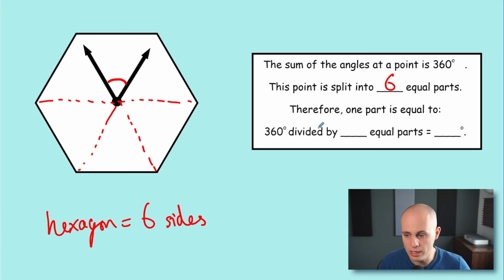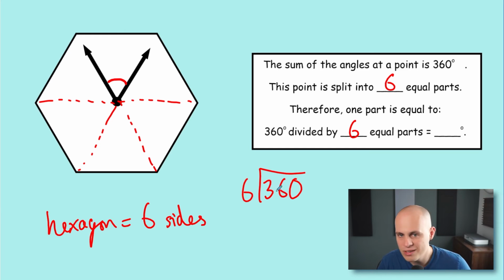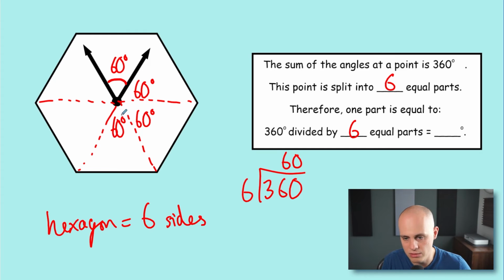So therefore, to find one part, which we're trying to find, we must do 360 divided by the 6 equal parts. 360 divided by 6. Again, I know that 6 sixes make 36, so I'm just going to speed myself up here. I know the answer is going to be 60 degrees. Each part is worth 60 degrees. Amazing. I only wanted one of them, so my answer is 60.